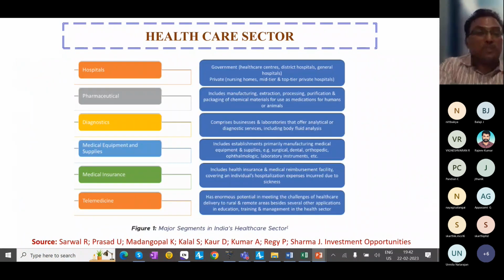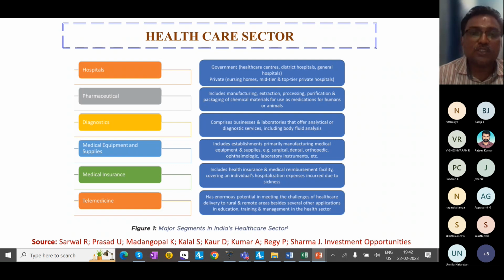So if you consider this healthcare sector, who are the major stakeholders? Of course, hospitals. Hospitals, again, you have government and private, and then pharmaceutical. The pharmaceutical alone includes manufacturers, chemical suppliers, packaging material suppliers. This alone can be dealt with separately.